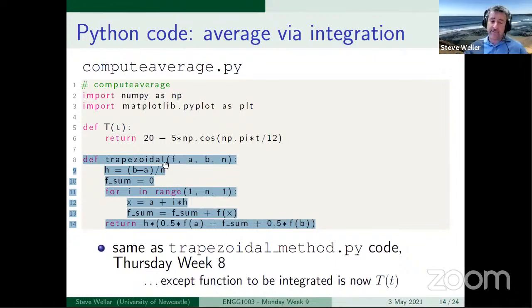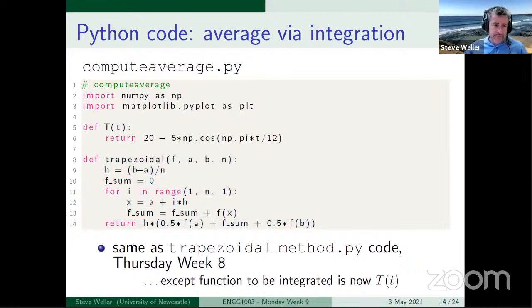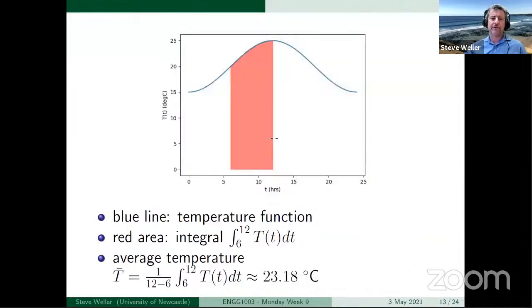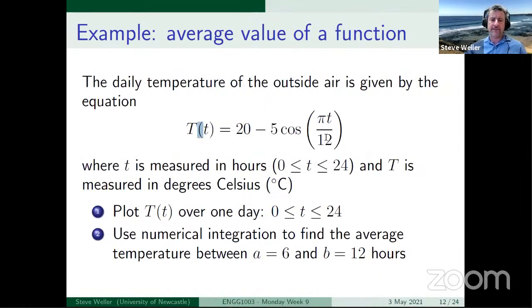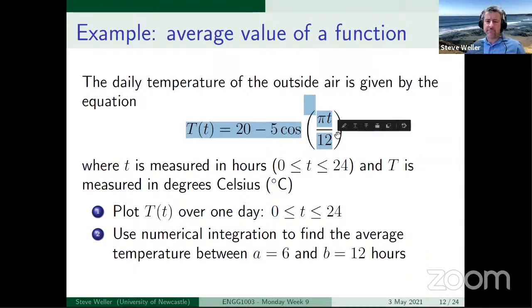Okay, so lines 8 through 14, trapezoidal method. Lines 5 and 6 are a function which represents the mathematical function to be integrated. And here it is. We return 20 minus 5 times the cosine of pi times t on 12. And sure enough, that's this expression here, this highlighted expression: 20 minus 5 times the cosine of pi t on 12.